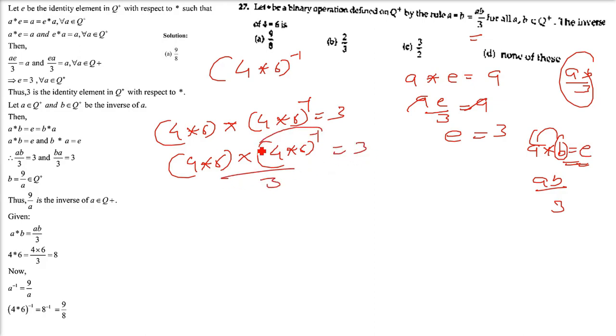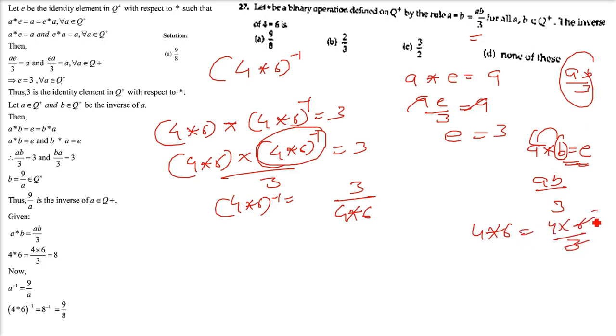So 4 star 6 inverse we have to find out. So 4 star 6 inverse will be 3 into 3, which is 9, divided by 4 star 6. It's not 3, it's 9 actually. So 4 operation 6 is again A star B is AB by 3. So 4 into 6 by 3, 3 into 6 is 18, 4 into 2 is 8. So you get 8 here. So this will be 9 by 8. So the answer is the first one, A, 9 by 8. Why? Because 3 was already there. A is the correct option. This is how you have to find the inverse.